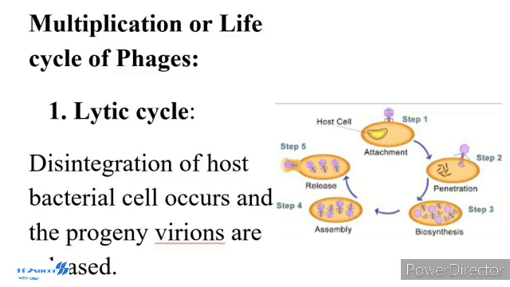Multiplication or life cycle of phages. Phages multiply through two different types of life cycle. One, lytic or virulent cycle; second, lysogenic or avirulent life cycle. Number one, lytic cycle. During the lytic cycle of phage, disintegration of the host bacterial cell occurs and the progeny virions are released. The steps involved in the lytic cycle are as follows.